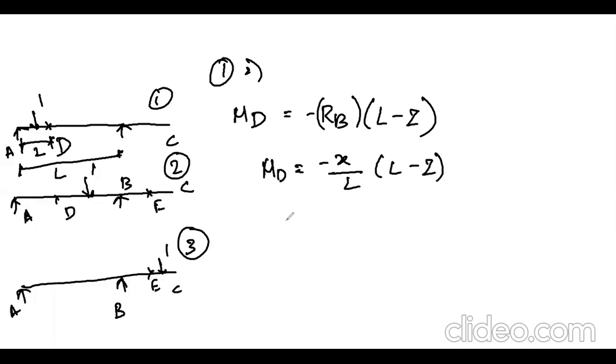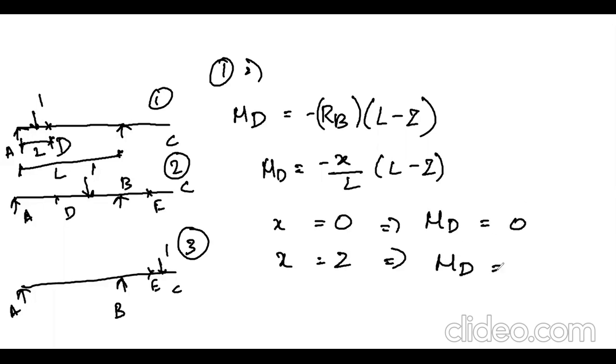Now here the value of X is varying from X equal to 0 to X equal to Z. So the value of moment about the point D will be 0, and here the value of moment will be minus Z by L into L minus Z. This is according to the loading condition 1.